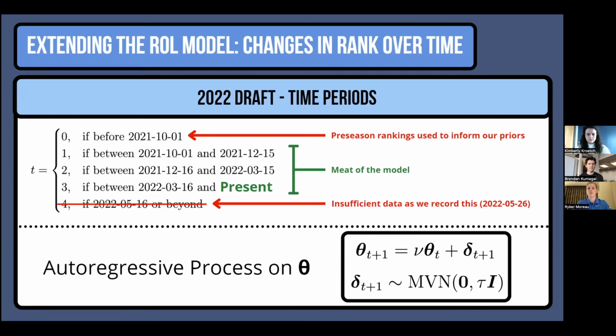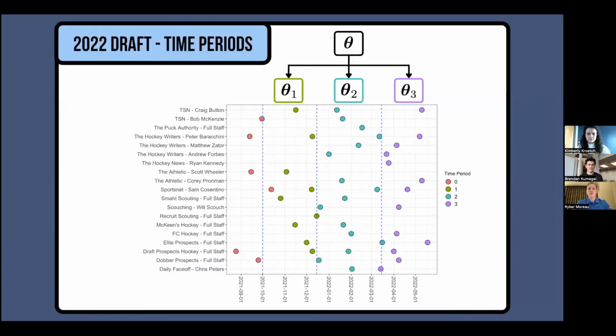As we progress over the time periods, we will use a Bayesian autoregressive process on the ability parameter. This process is used to obtain a theta value for a time period t plus 1 by taking the current theta from time period t multiplied by an autoregressive parameter nu and adding the parameter delta t plus 1, which comes from a multivariate normal distribution. We will dive deeper into the estimation of these parameters a little later on. For each individual agency, we visualize the cutoff points for each time period in the given plot.